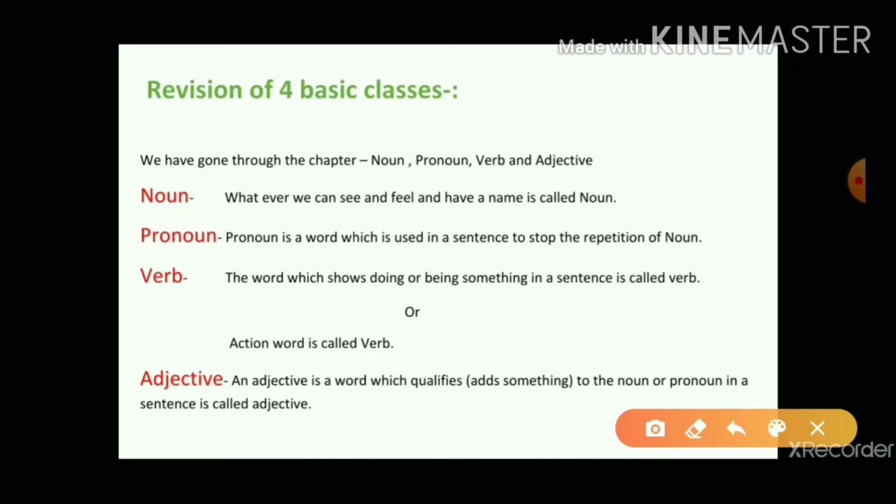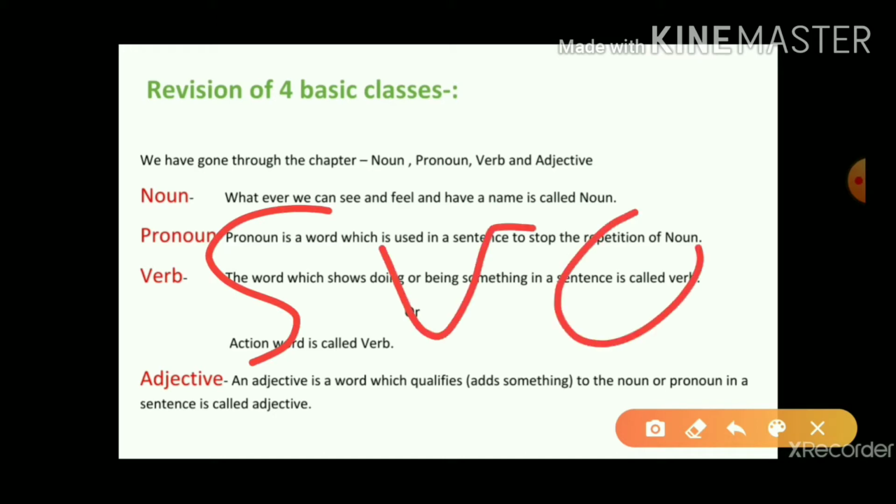Let me explain what is a noun. Whatever we can see and feel and have a name is called a noun. Like I have told you, subject, verb and object. A noun can be a subject and can be an object also.